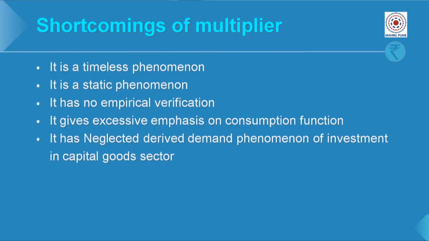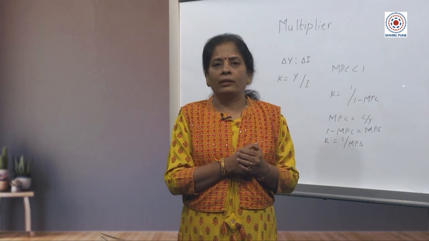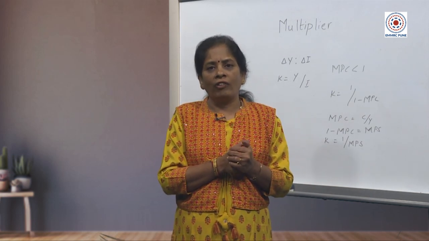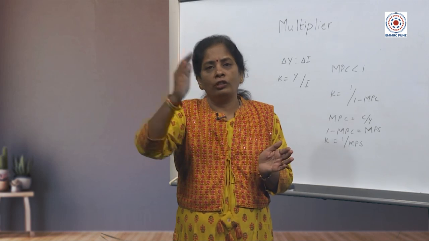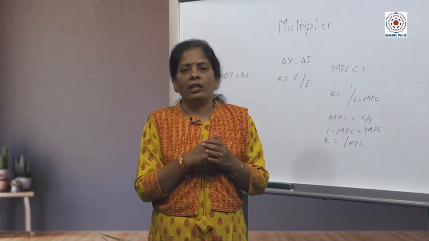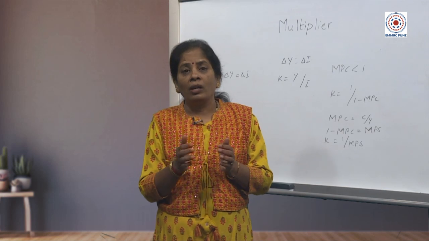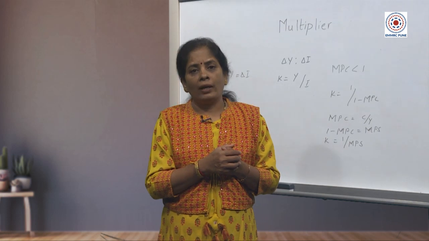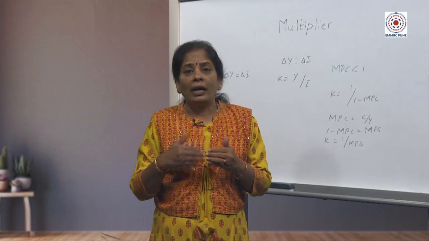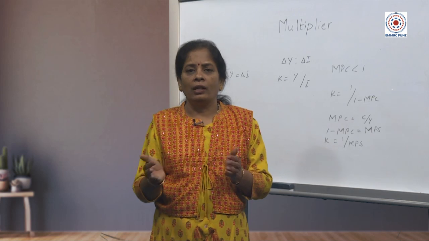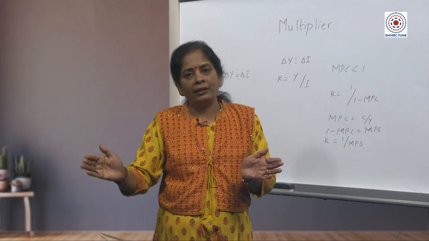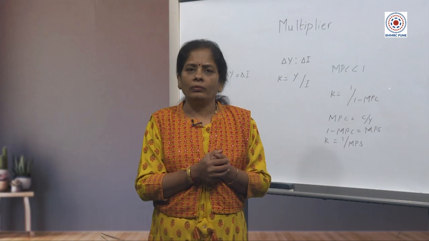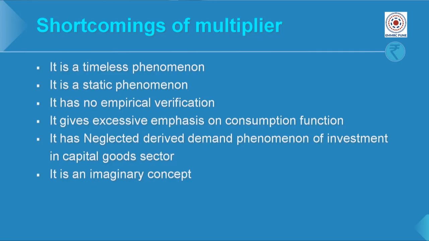It has neglected the derived demand phenomenon of investment in the capital goods sector. The theory of multiplier only explains the effect of induced consumption on income. It fails to throw light on the after effects of induced investment on consumption. It also fails to throw light on the relationship between demand for capital and consumption goods. Next, it is an imaginary concept.